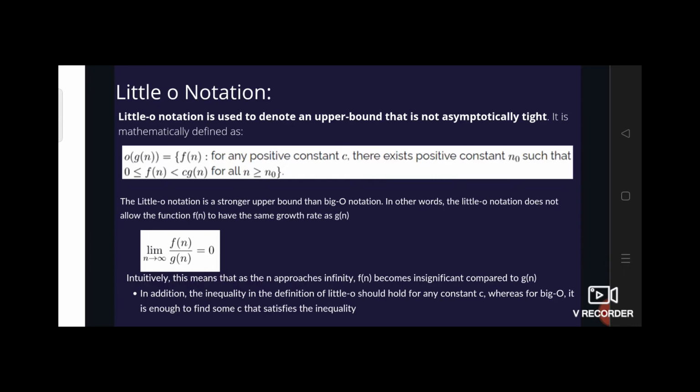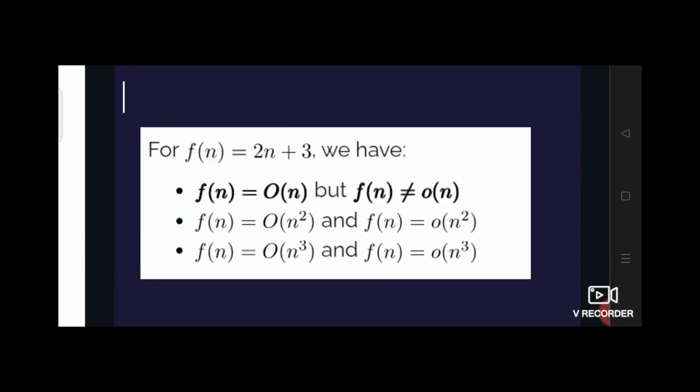Hence, f of n becomes insignificant as n tends to infinity. Let's solve an example for more clarity. Say f of n is equal to 2n plus 3. Firstly, let's check if f of n is equal to big O of n. Yes, as I can find a constant c where the linear function 2n plus 3 can never cross it.